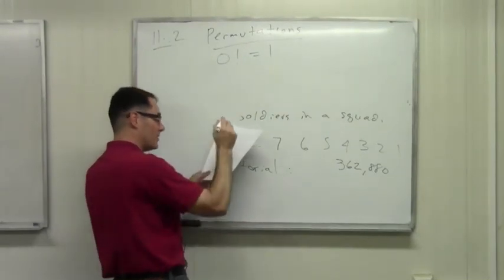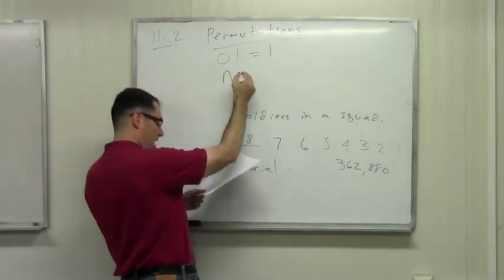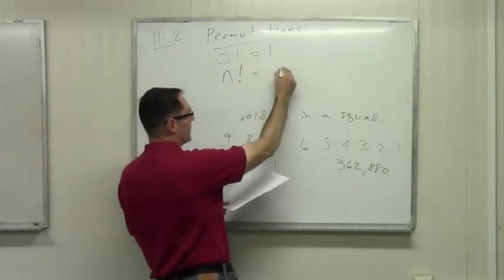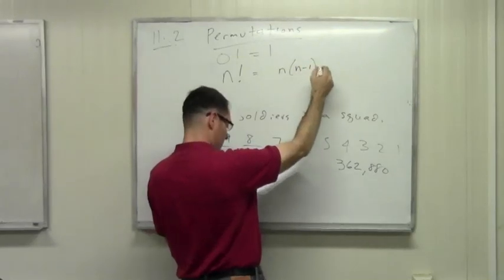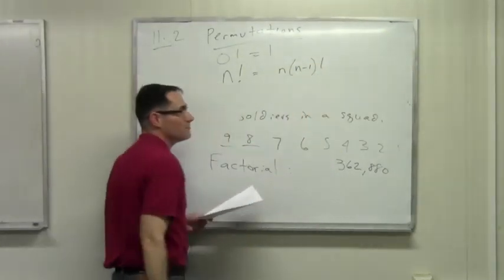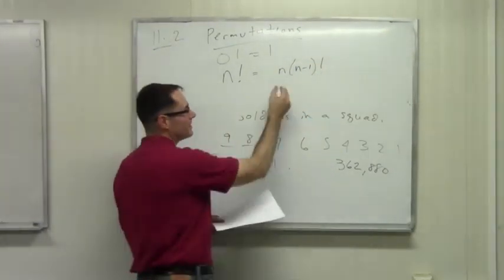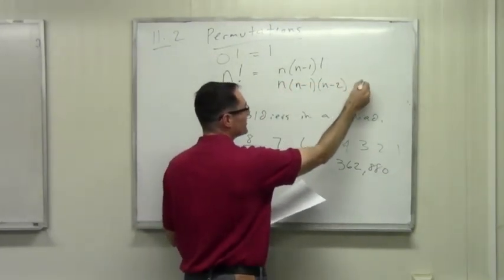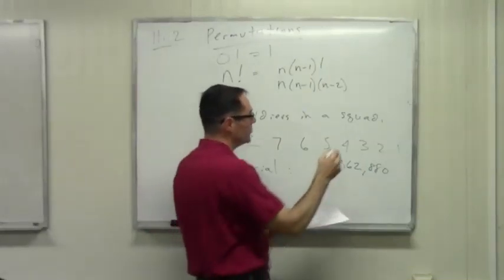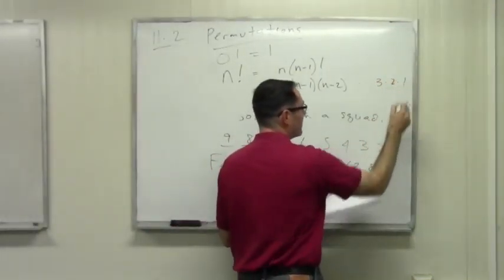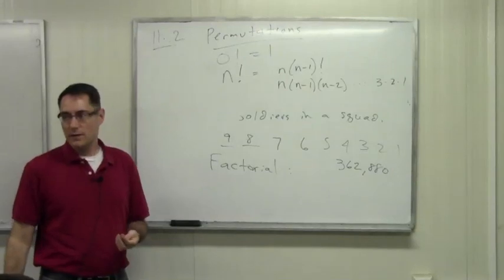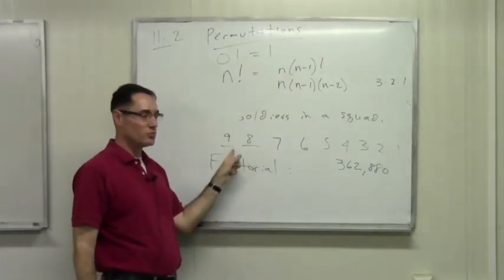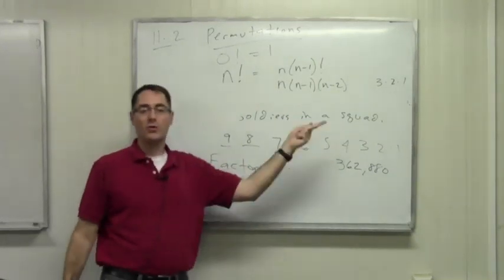But if it's a natural number, then it's going to be n factorial. It's just an exclamation point. Equals n times n minus 1 factorial, which means n times n minus 1 times n minus 2, dot, dot, dot, all the way down to 3 times 2 times 1. And if you look at this notation, you go, that's all crazy. Don't worry about it. Just remember, start with the top number, start multiplying all the way down to 1.